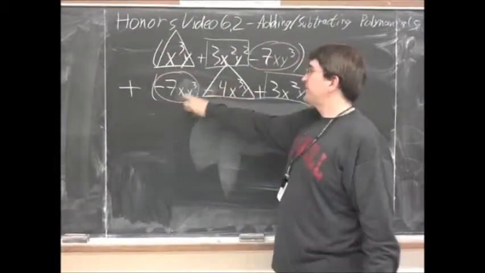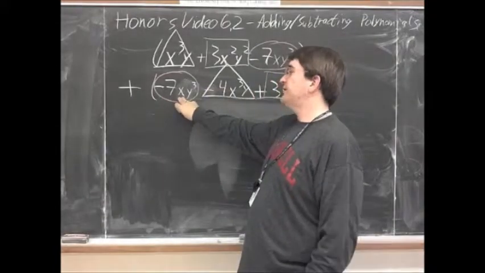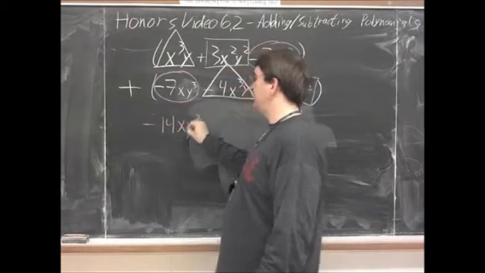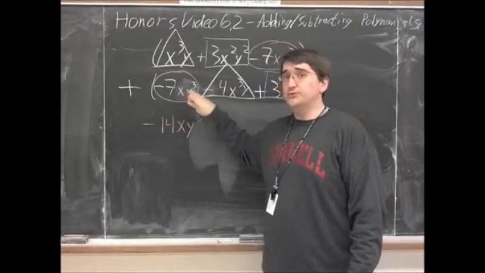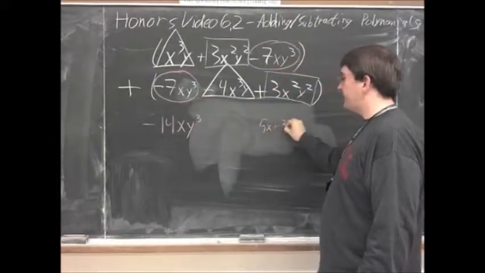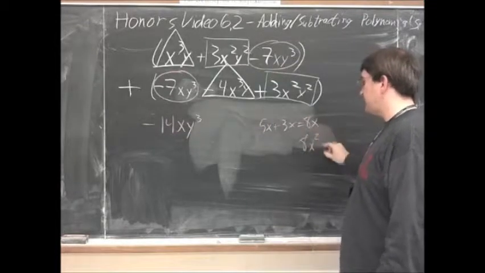I'll combine the circles first. I have negative 7xy cubed plus negative 7xy cubed. Well, that's negative 14xy cubed. Remember that the exponents don't change. When you're combining like terms, something like 5x plus 3x, that's 8x, not 8x squared.